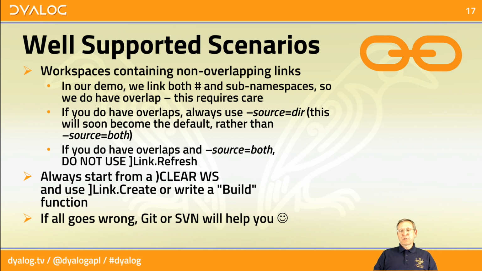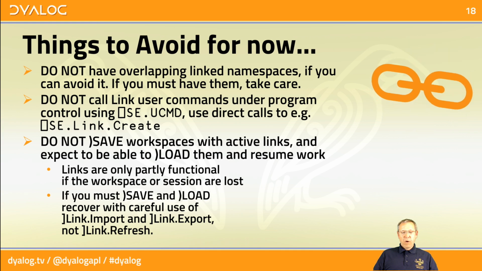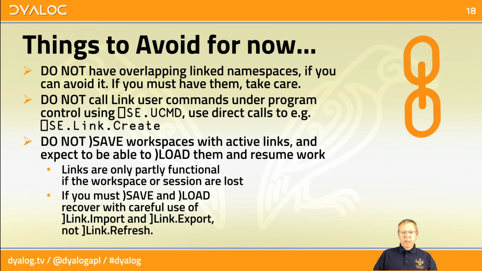So our recommendation is that, as we were doing finally here, you start from a clear workspace with a build function or something that creates the links that you want. Do your work there. Maybe create a runtime workspace with the links broken, which is what you actually ship to your users, but don't save workspaces. So the things that you should avoid for now are these overlapping link namespaces. We've talked about what you need to do if you have them.